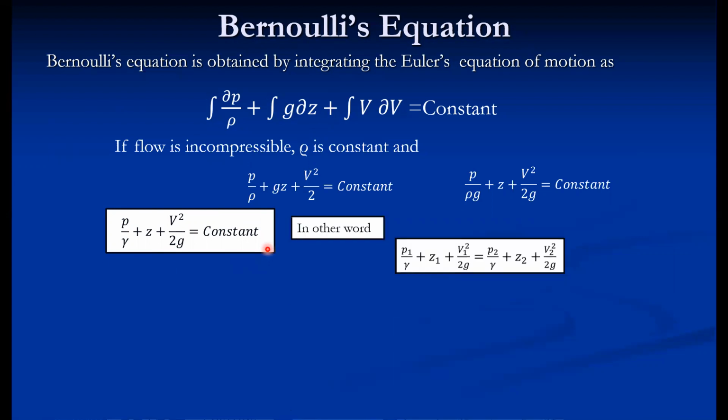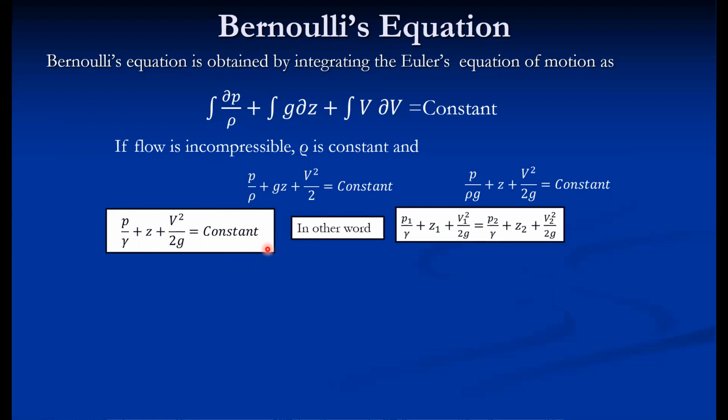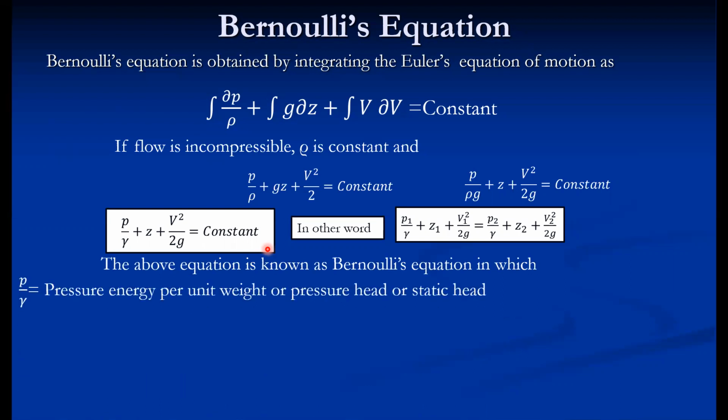In other words, if we apply this equation for two sections of the pipe, it becomes P1 by gamma plus Z1 plus V1 square by 2g is equal to P2 by gamma plus Z2 plus V2 square by 2g. So this equation is called Bernoulli's equation, in which the various terms associated with it, that is P by gamma, are all energy terms.